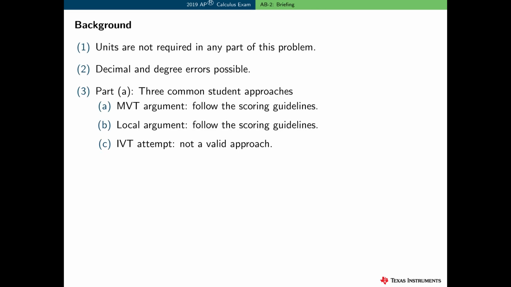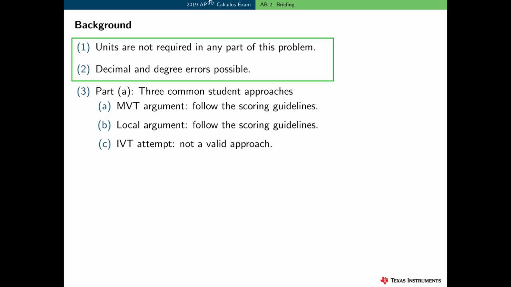Just a couple of reminders as we look more carefully at the scoring guidelines. There are no units required in any part of this problem, so any units provided by the student are ignored. And because this is a calculator active problem, decimal presentation errors were possible. And because this problem involved a trigonometric function, degree errors were also possible. That is, errors in which the student solved this problem on their calculator in degree mode.